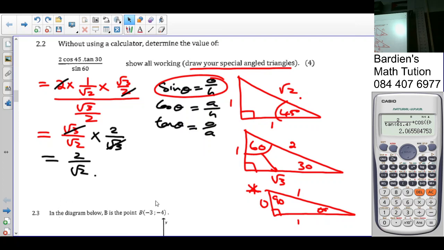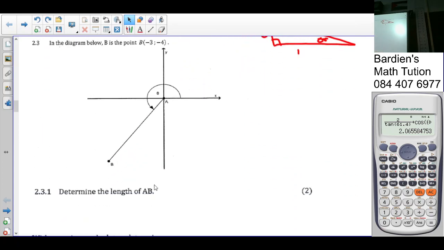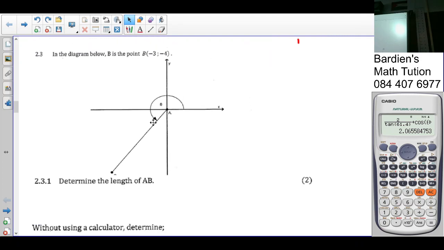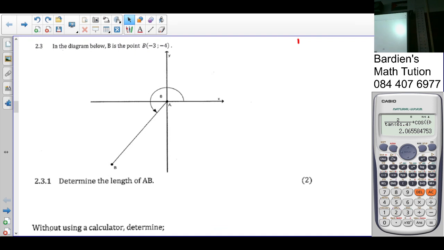All okay with that? In question 2.3, we're told in the diagram below, B is the point (-3, -4). So that's not on the diagram. Determine the length of AB.